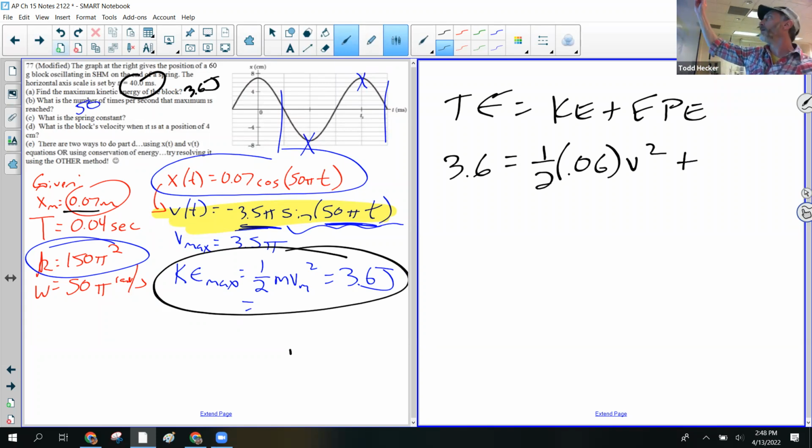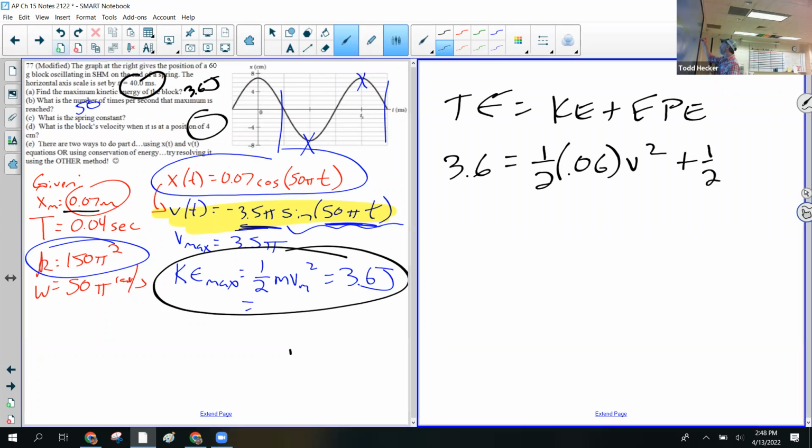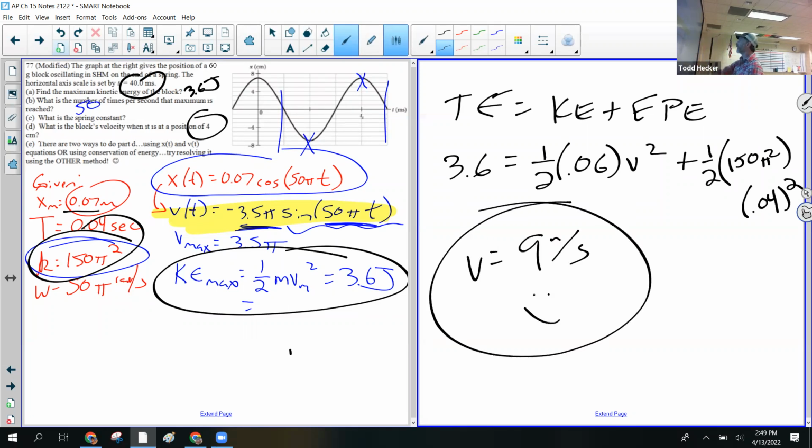Well, we know that we're at a position of 4, so our x is 4. So this is 1/2 times k times x squared, which is 0.04 squared. Grind through your algebra and solve for your velocity, and you get 9 meters per second, which is what we got last time. All right, I think there's value in understanding both of those methods though.